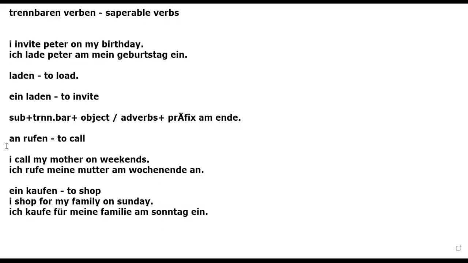Ma'am, suppose the sentence could have been "I shop vegetables for my family on Sunday." Then this "ein" will depend on whether the vegetable is masculine, feminine or neutral, or will this "ein" only be "ein"? This "ein" is "ein" only. We are not using it before the noun. This is the verb and this is the prefix. Okay, this remains "ein" only.